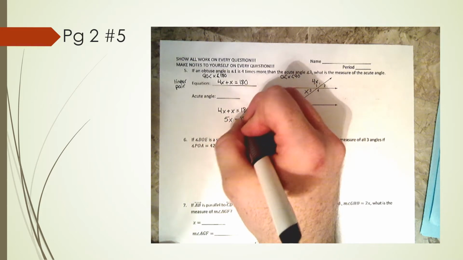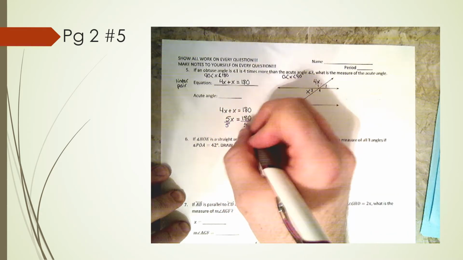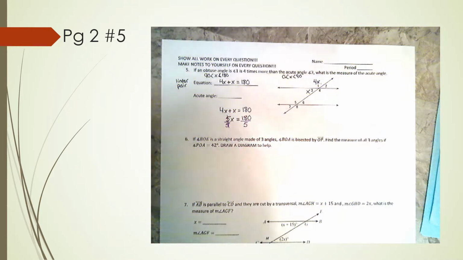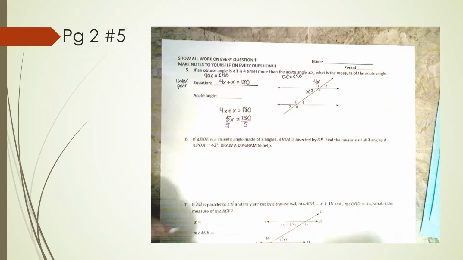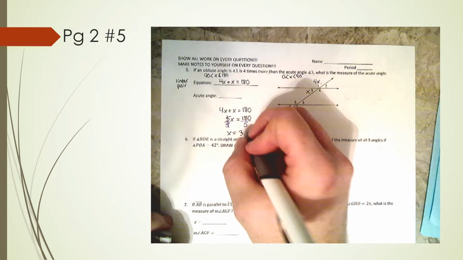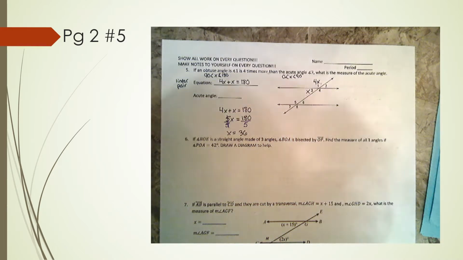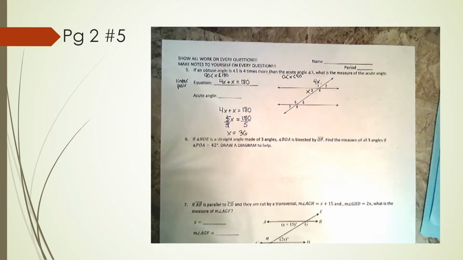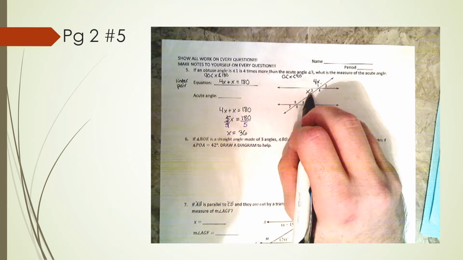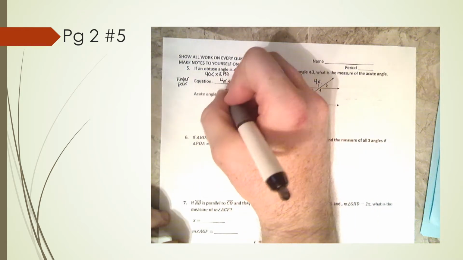So 5x equals 180. Next step is to divide each side by 5 because I'm trying to get x by itself, and that cancels it out. So now you have x equals 36. Now it told us that we want to find the acute angle. The acute angle was angle 3, which was represented by x. So since we found x, we actually just found our acute angle.